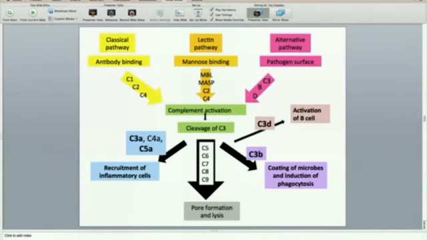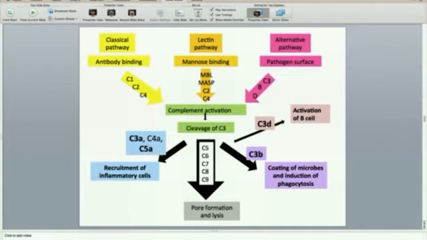Now, I know this is what everybody says, oh my gosh, complement. Yes. But it's not as bad as it seems. The key is the three classic pathways all are meant to promote the cleavage of C3. Once C3 has been cleaved, then it produces the A activating fragments, and then the B binding fragments, and then C3d as well. So C3a, C4a, and C5a recruit inflammatory cells, and that's essential for a bacterial infection.